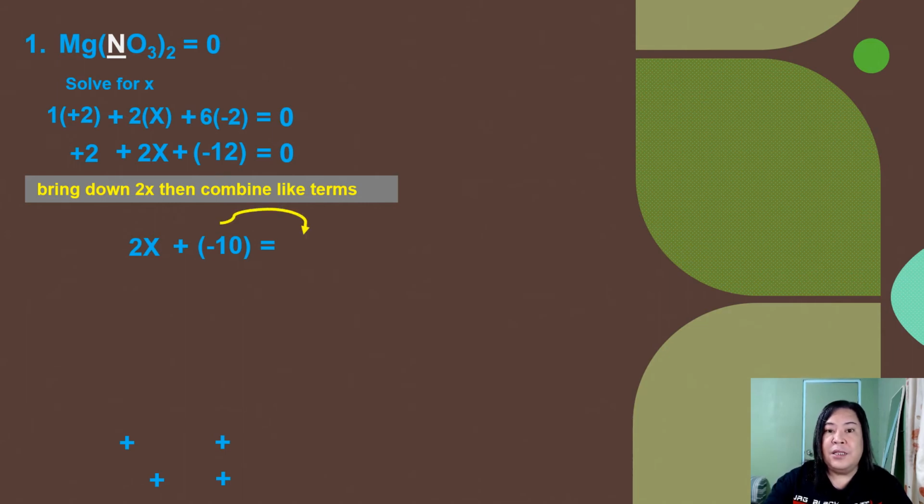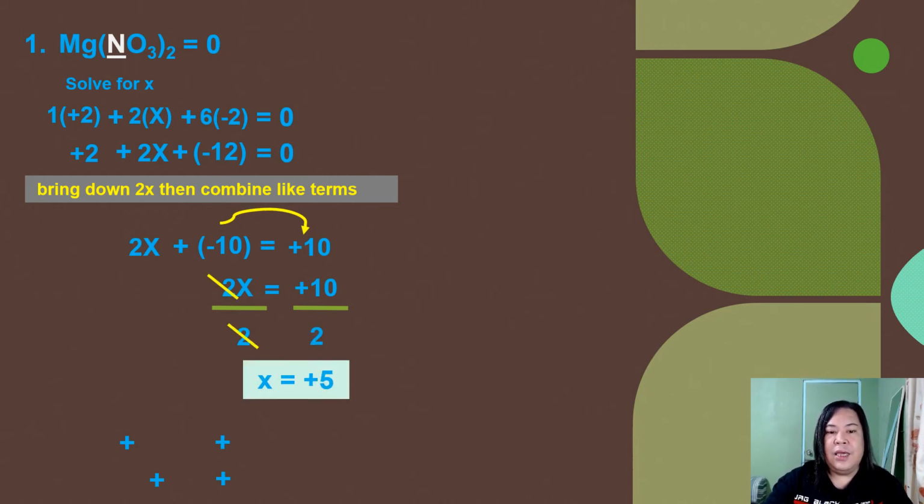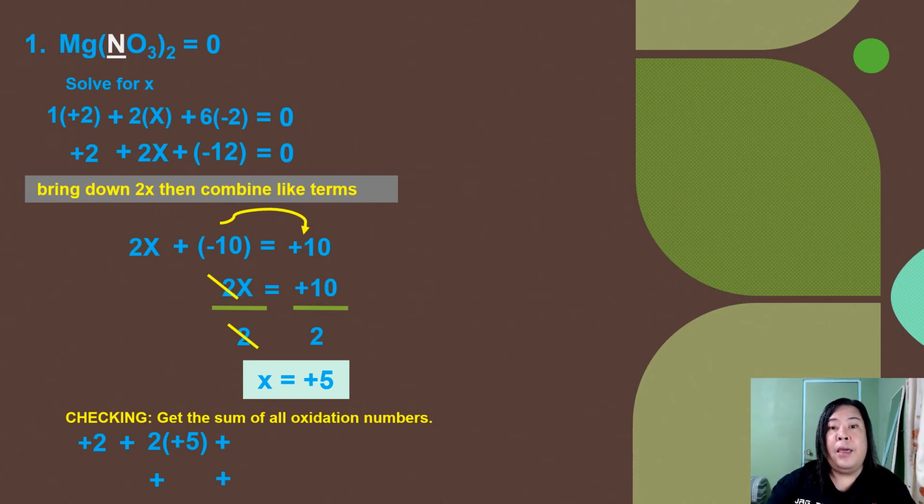And then you transpose negative 10 to the right side of the equation. Okay, that will be 2x is equal to positive 10. And then divide it by 2 to cancel on both sides of the equation. Then cancel 2, and then you will get an oxidation number of positive 5. Okay, then checking, get the sum of all oxidation numbers, and positive 2 times 5. Since our computed value is positive 5 and the number of atoms of nitrogen in the given chemical formula is 2, then you will multiply positive 5 to the number of atoms.